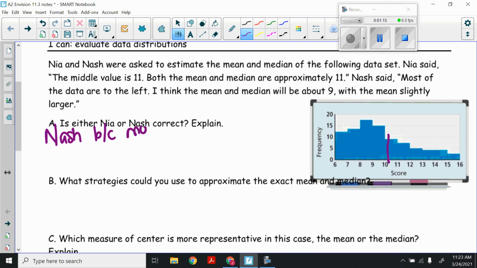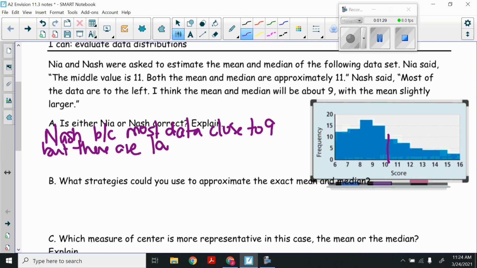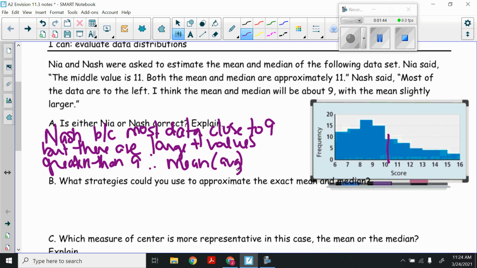Because most of the data is close to 9. But there are a large number of values that are greater than 9. Therefore, the mean, which again, remember, means average, will be a little larger than 9.